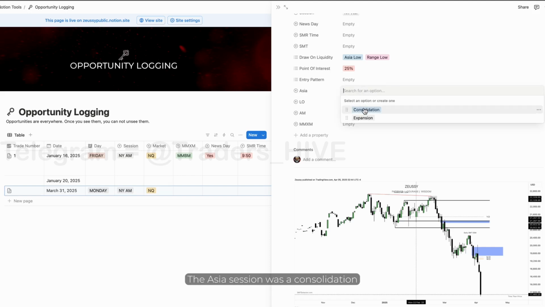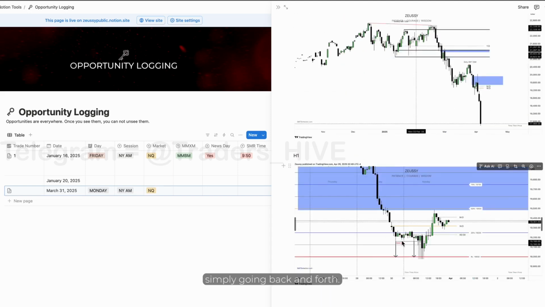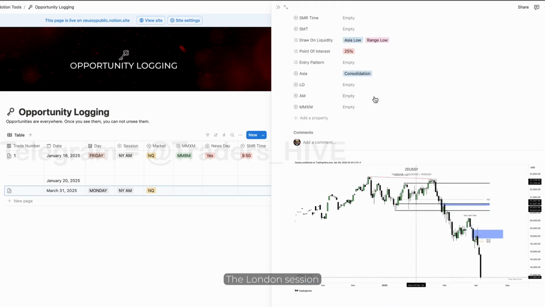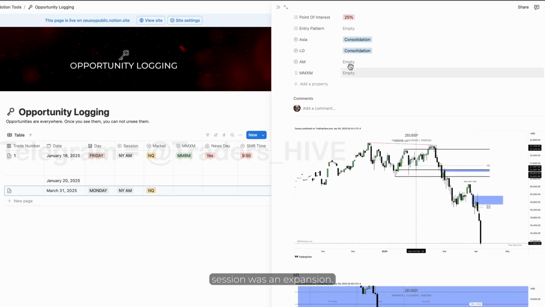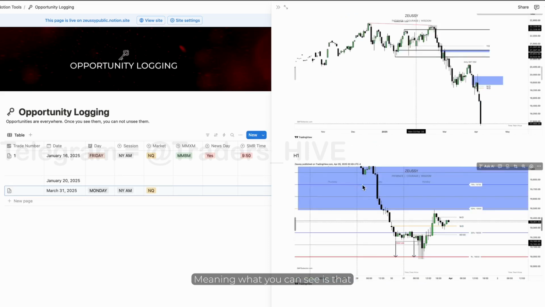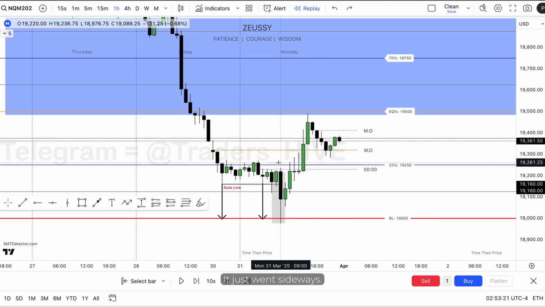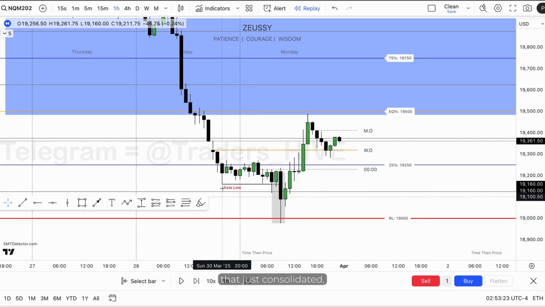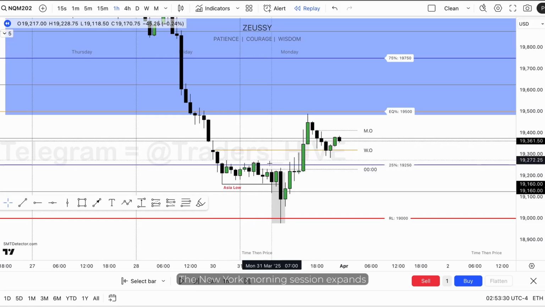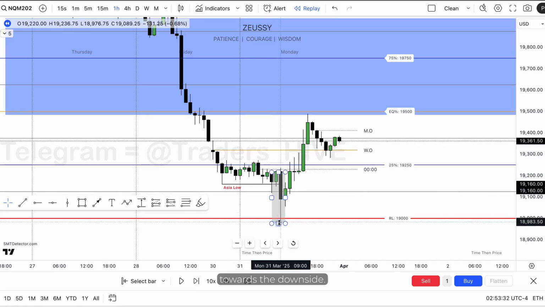The Asia session was a consolidation because the market was simply going back and forth. The London session was also a consolidation. However, the morning session was an expansion. Meaning, what you can see when we pay attention to the chart is that throughout both Asia and London, the market didn't really do anything. It just went sideways. It just consolidated, consolidated, consolidated. We then see the London session also consolidate. The New York morning session expands towards the downside.